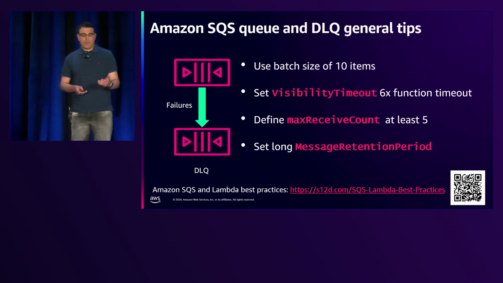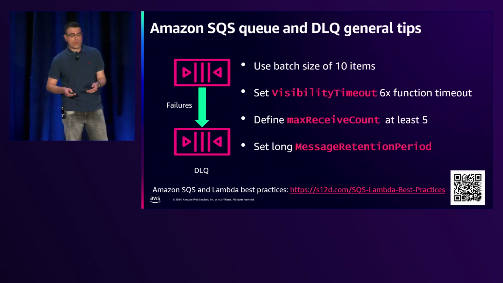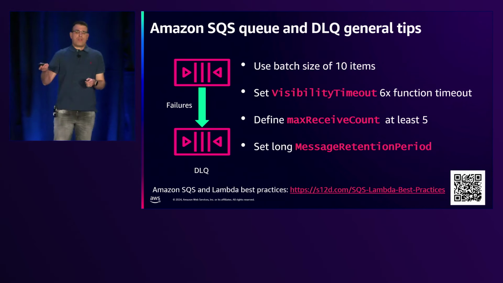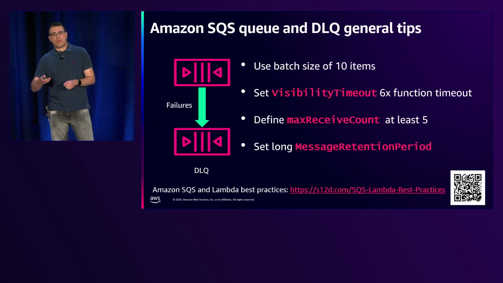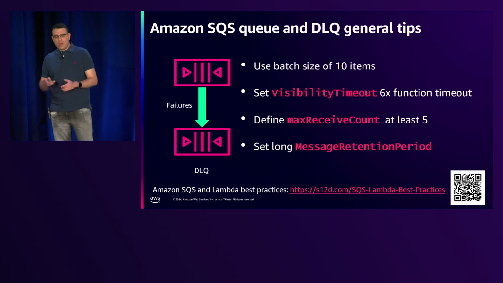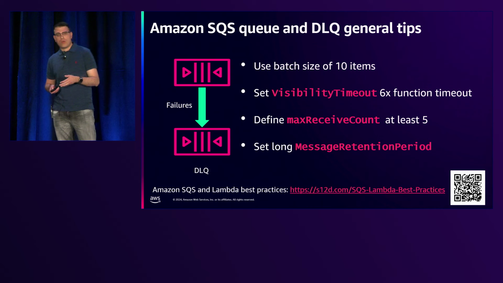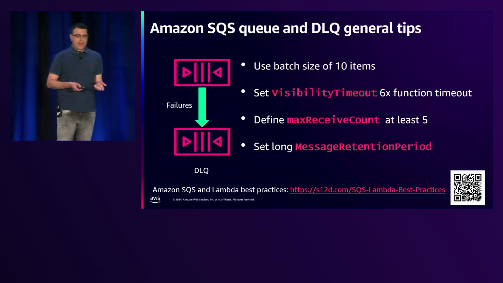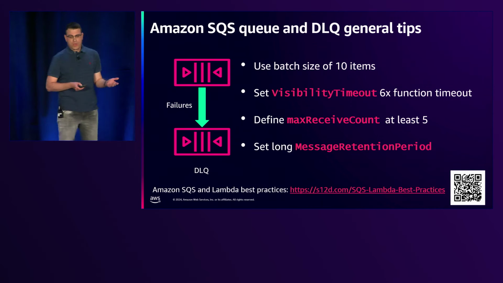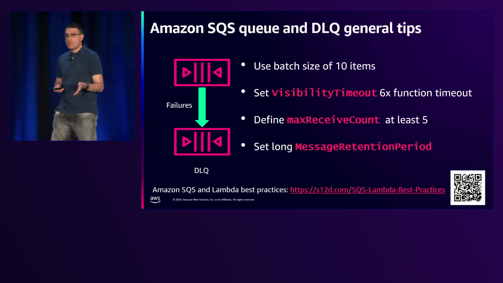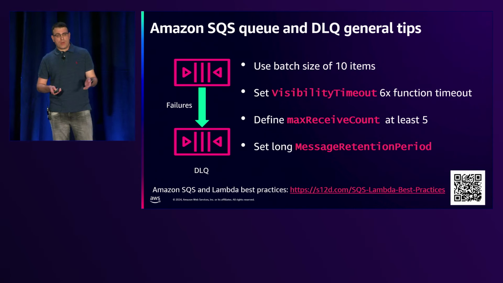You should also define the max receive count to at least 5. Again, this is the pre-configured number of failures after which the items will move to the dead letter queue. And again, it's a good compromise while taking into consideration the throttles and retries. And lastly, you should set the message retention period to be a long amount of time on the dead letter queue, so items are not going to be expired and deleted.